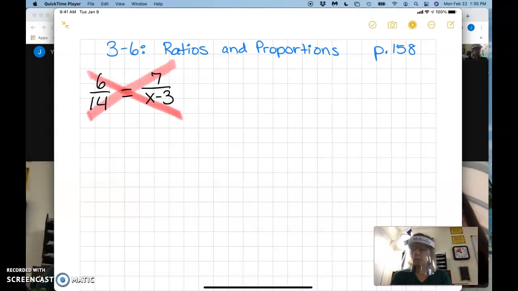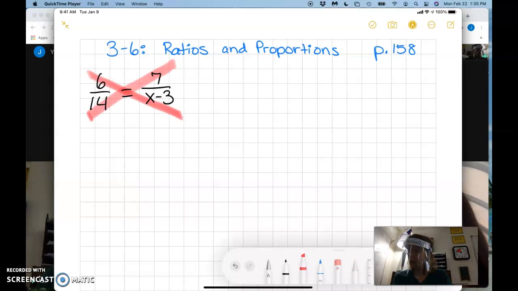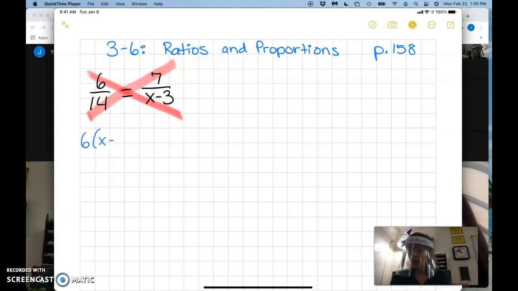We're still going to draw the x, and I'm going to show that I'm multiplying both sides together. So the thing is, this time I don't just have 6 times x. I have 6 times x minus 3, so I want you to write it like this. And we're going to have to use the distributive property on that x minus 3. And then on the other side, what is 7 times 14? Anybody got it? It's 98.